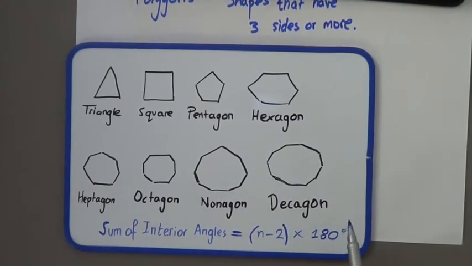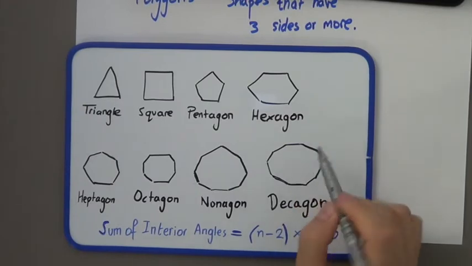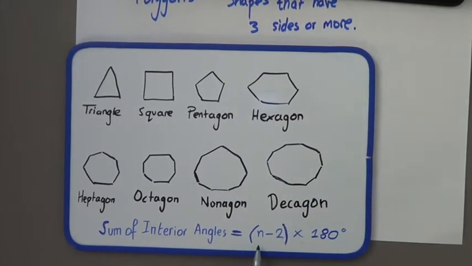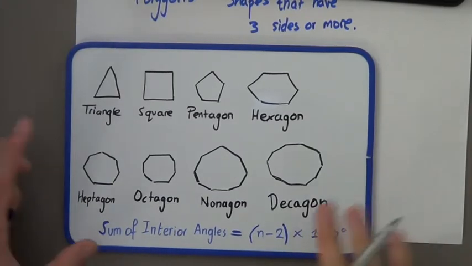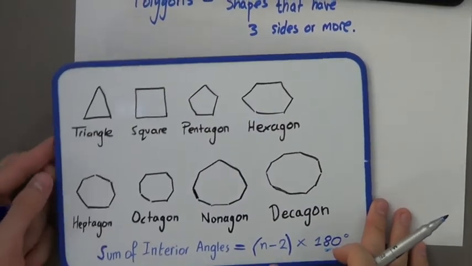Now, if you look at this formula here, the sum of all the interior angles, so that's all these angles in here, is equal to n minus 2 times 180, where n is the number of sides. So for 10 it would be 10 minus 2 times 180. For 9 it would be 9 minus 2 times 180. That's the formula you need to know to work out the sum of the interior angles, and we're going to practice using it later on.